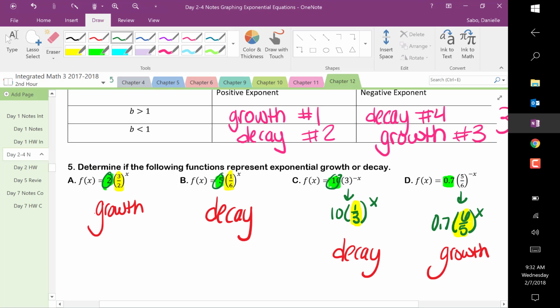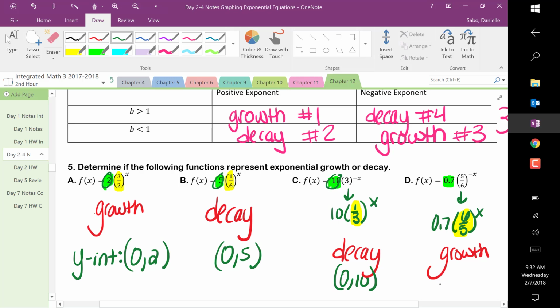These pieces are your y-intercept. So again, you don't have to write this down. I'm kind of going off the side, but if you want to, your y-intercept would be (0, 2) here. It would be (0, 5) here. It would be (0, 10) here. And it would be (0, 0.7) here. Okay, so for those that got stuck on your homework with that question, that's your initial amount.